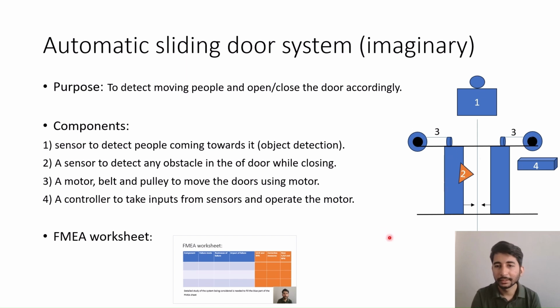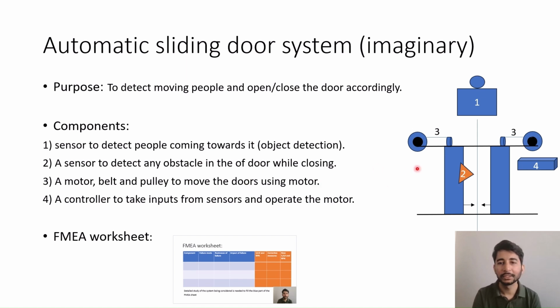This is an automatic sliding door system, and the purpose of this product is to detect moving people and open or close the door accordingly. When people approach, the door should open, and when they cross, the door should close. The components of the system: the first one is the sensor, which will detect moving objects and people. The second is the sensor which will detect if there is any object in between the doors, so that the doors, while closing, do not collide with any people or object.